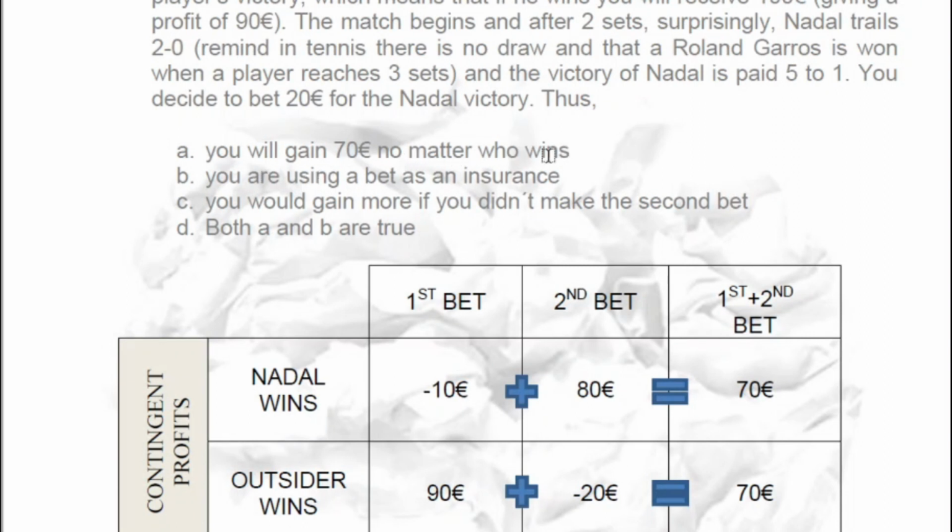That's correct. But be careful, because D says that both A and B are true. So you are using a bet as an insurance. Yes, because when I make this second bet, I am ensuring a winning of 70. I could gain more if I didn't make the second bet. Maybe I could, but no, I wouldn't. It's not for sure. If Nadal wins, I lose 10 euros if I don't make the second bet. Okay, so the answer for this beautiful exercise is D.